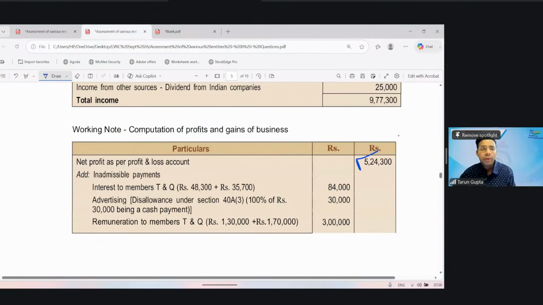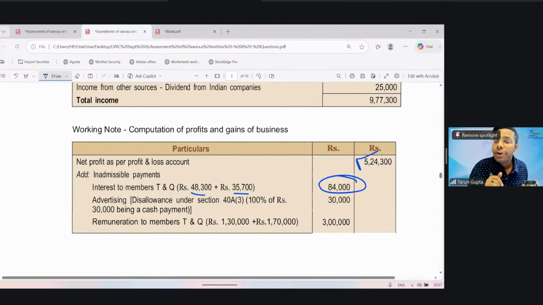So net profit 5,24,300. Then we'll make the adjustments. Any amount paid to the members shall not be allowed towards remuneration or interest under section 40BA. So first I'll add whatever is paid to the members. So I have paid interest 48,300 and 35,700. So aggregate interest shall be disallowed.